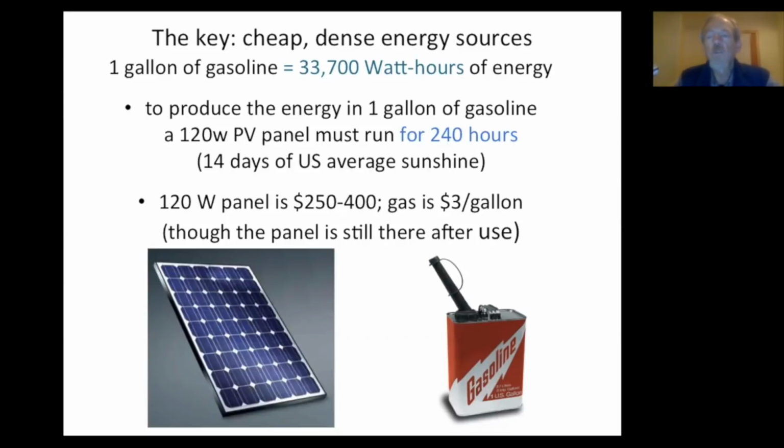So, a 120 watt panel costs about, well, it's a little bit less now. It's about $200 or so. And gas is $3 a gallon. So that just shows you what a bargain we've got. The only caveat there is that solar panel is still producing energy after it's produced that initial 33,000 watt hours, whereas the gallon of gasoline is gone. So there's still some advantages, but this is the bargain we've got. It's unbelievable.